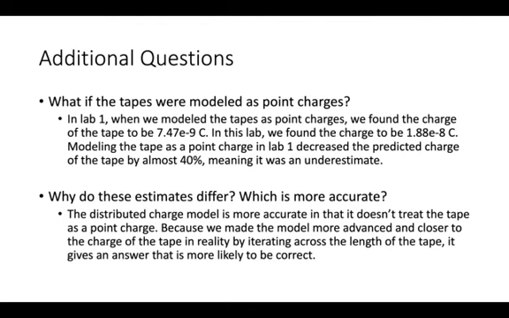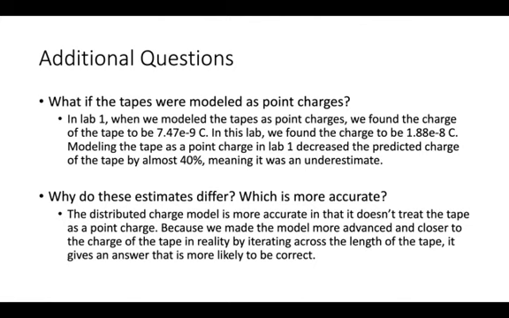In Lab 1, when we modeled the tapes as point charges, we found the charge of the tape to be 7.47 e to the negative 9 coulombs. In this lab, we found the charge to be 1.88 e to the negative 8 coulombs. Modeling the tape as a point charge in Lab 1 decreased the predicted charge of the tape by almost 40%, meaning it was an underestimate.